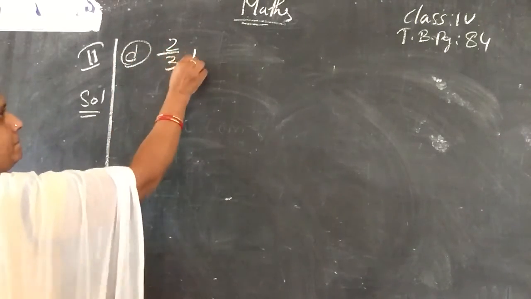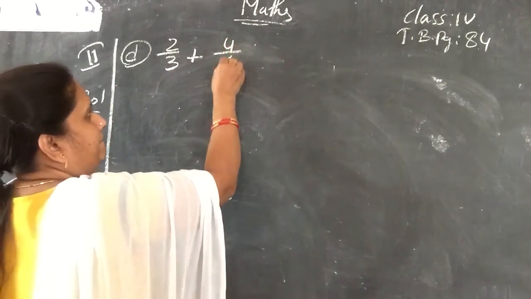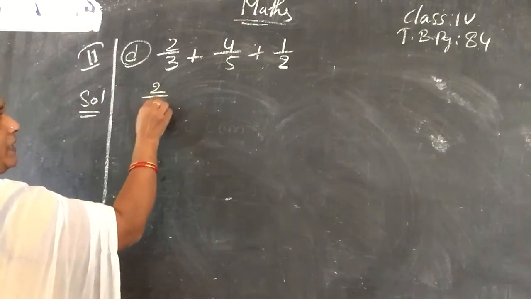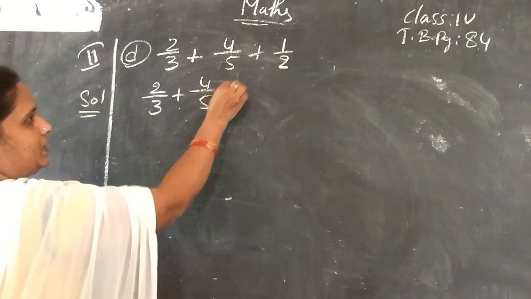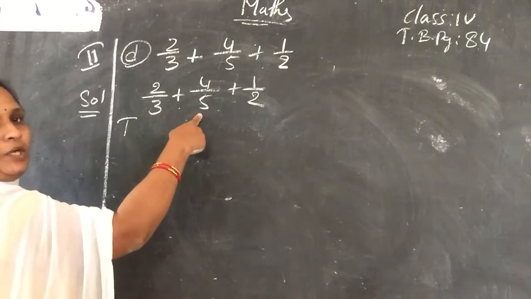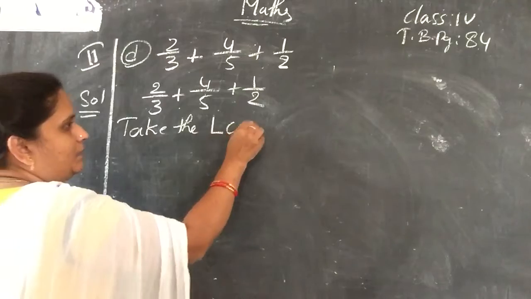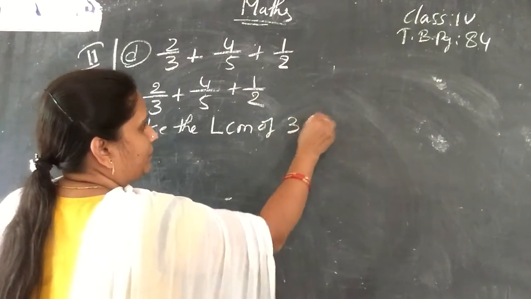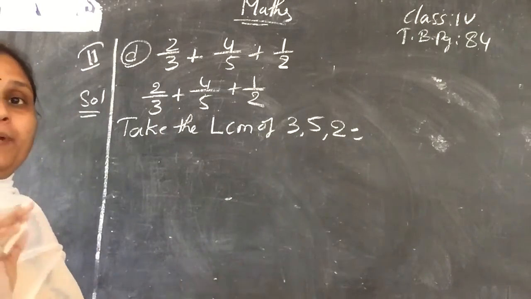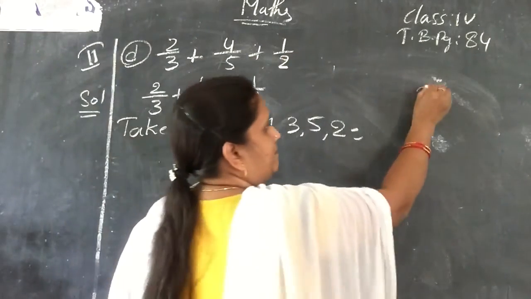2 by 3 plus 4 by 5 plus 1 by 2. So the same number I am writing here: 2 by 3 plus 4 by 5 plus 1 by 2. Now what do you have to do? Take the LCM of all three denominators. So write, take the LCM of 3, 5, 2. These three numbers are prime numbers, so directly you can multiply them or you can do the LCM.